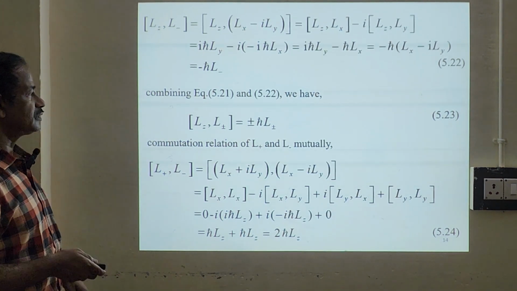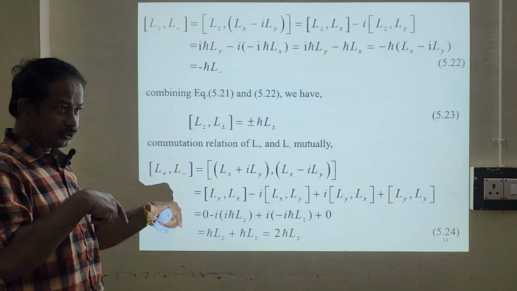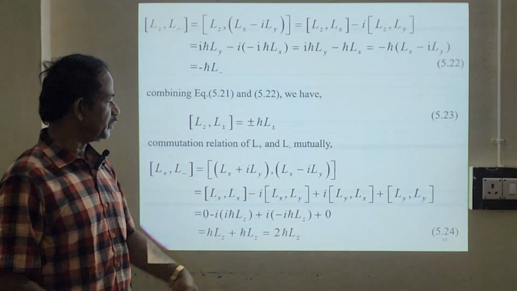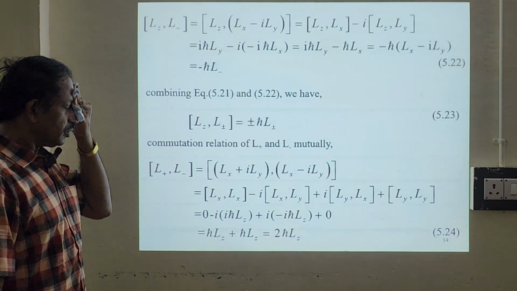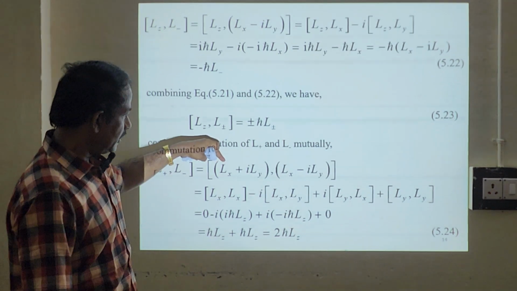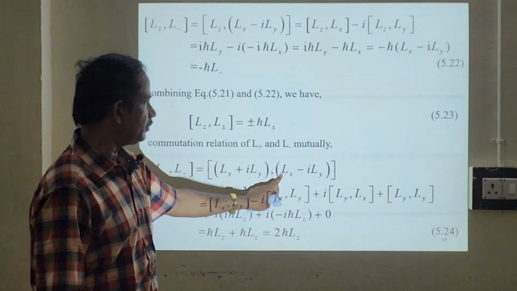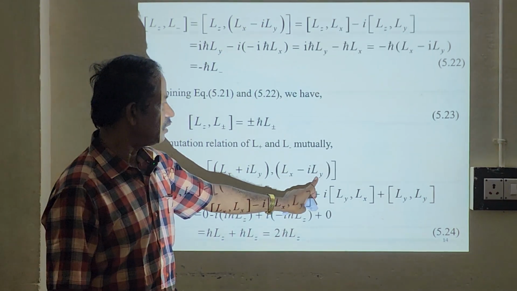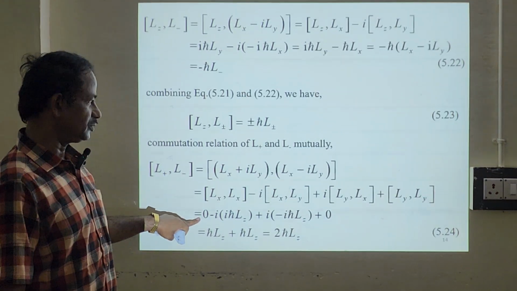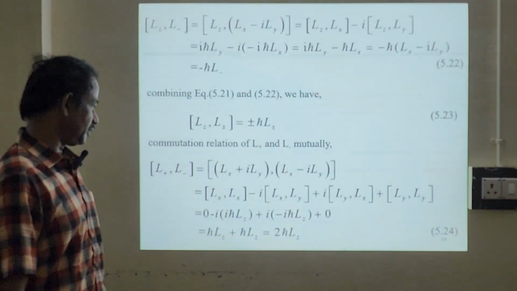Now we'll go for the commutation relations for L plus and L minus with each other. We are going for these two operators, L plus and L minus. L plus is given by this expression, L minus is given by this expression. So we have four components: Lx with Lx, Lx with minus iLy, iLy with Lx, and iLy with minus iLy. The commutator of Lx with Lx gives 0. It's very simple. Similarly, Ly with Ly is 0. So we have only the remaining two terms.